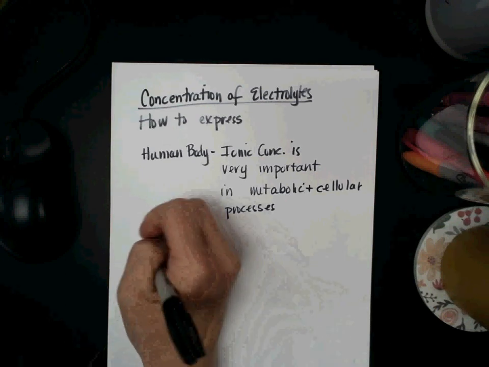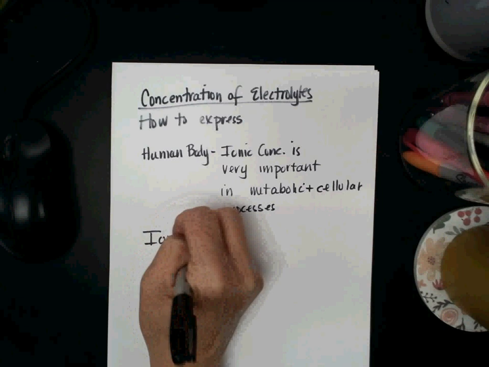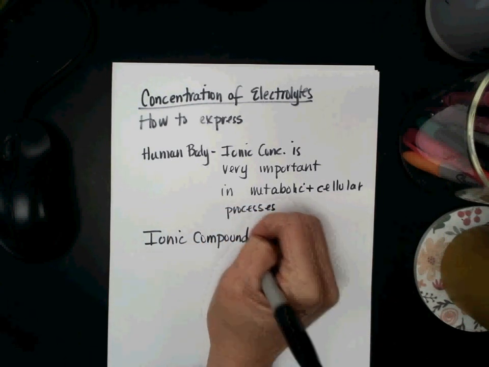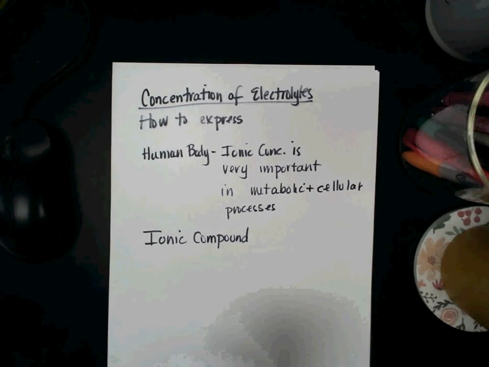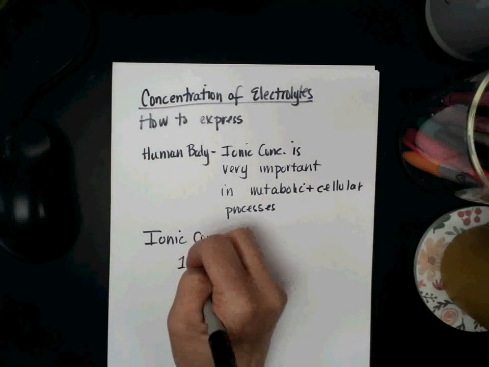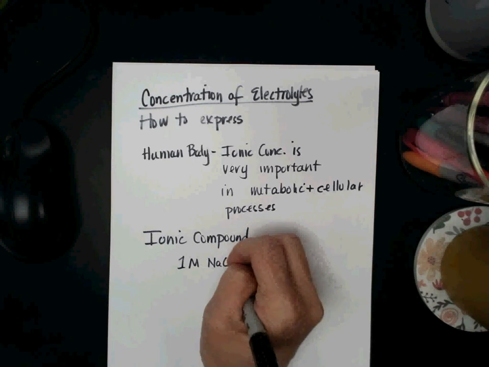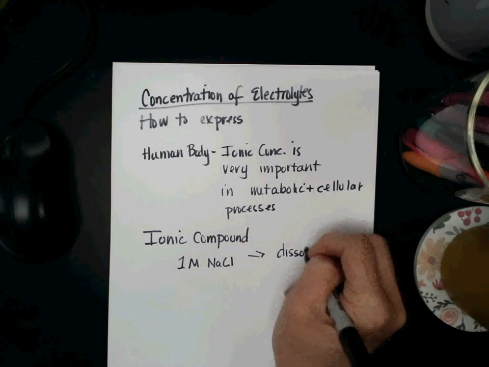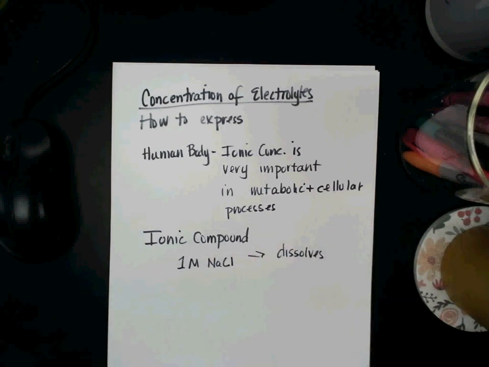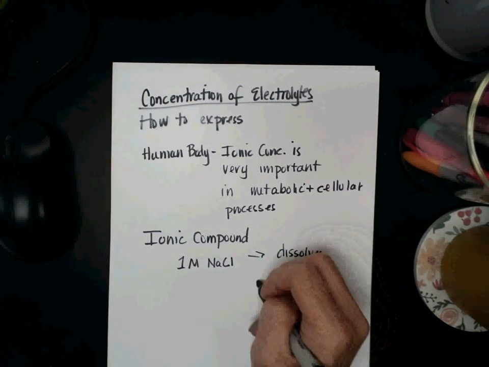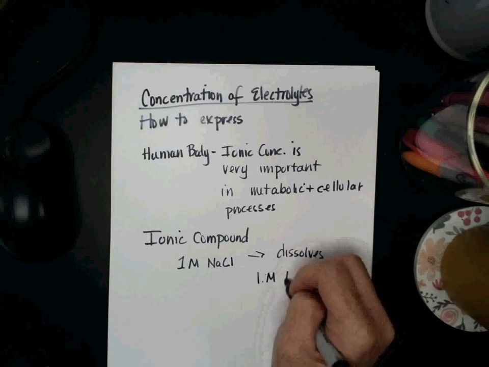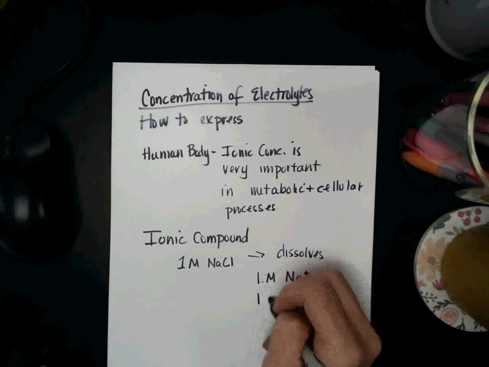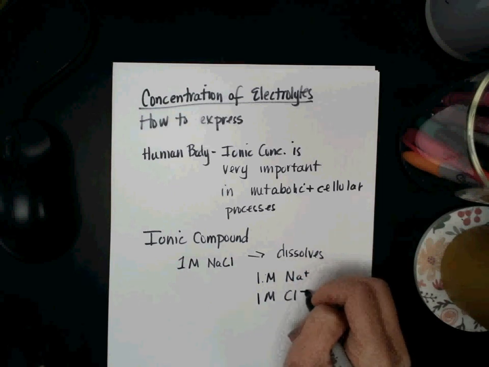So if I have an ionic compound, like salt even, let's say I have 1 molar NaCl. When that dissolves, if you're asked to express the ion concentration, you would express it like this: 1 molar Na+, because there's only one sodium, right? And 1 molar Cl-.